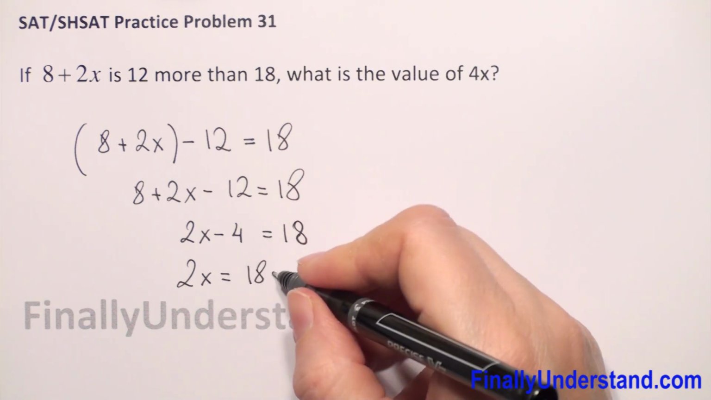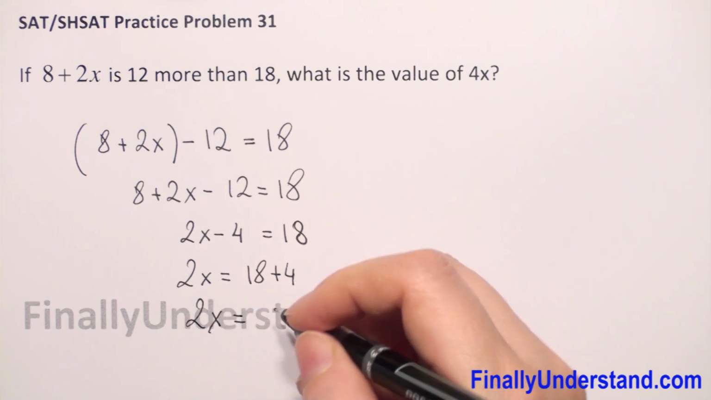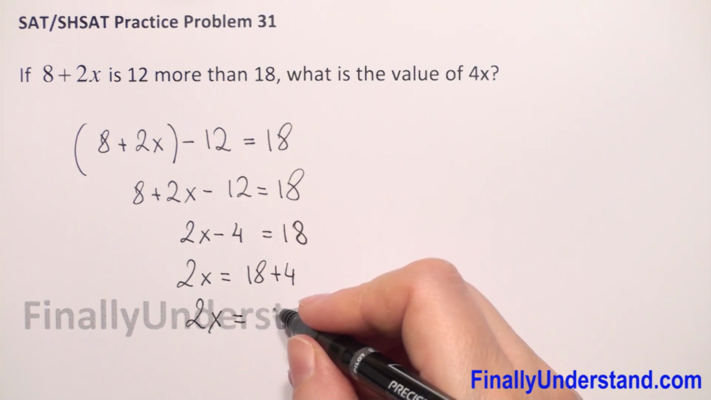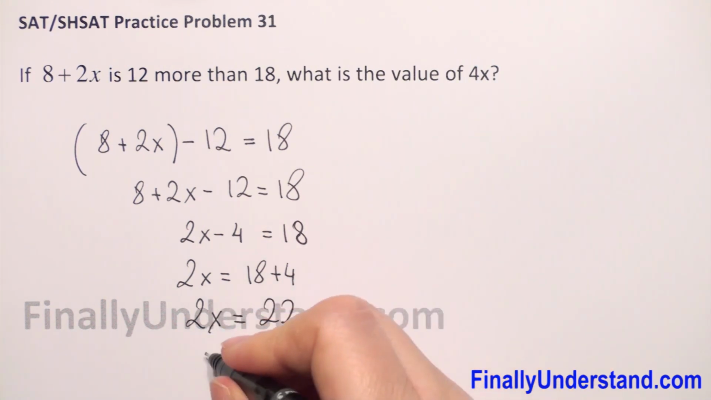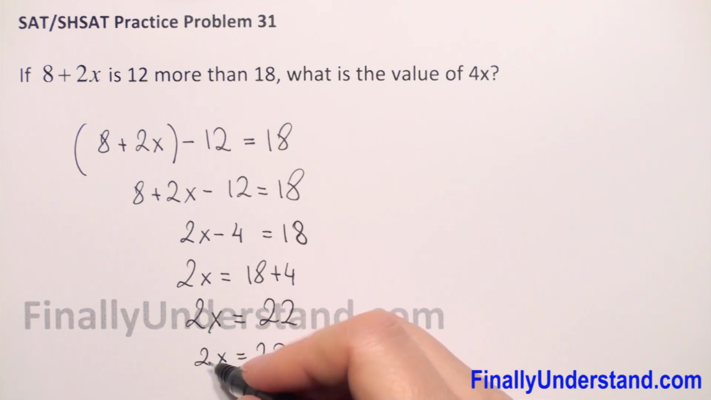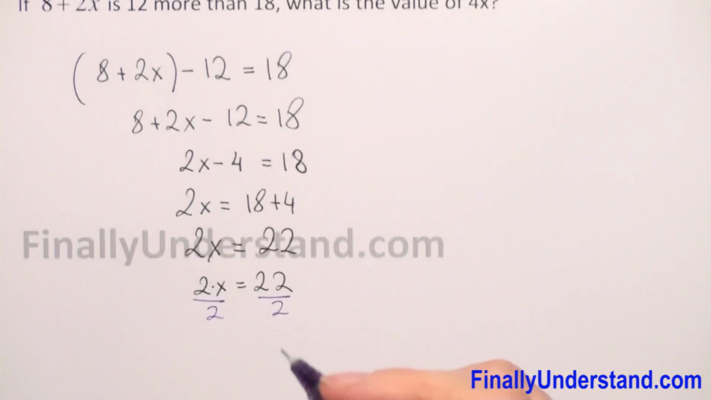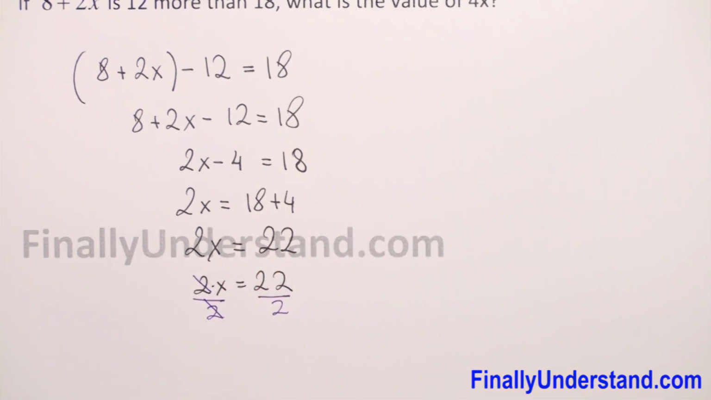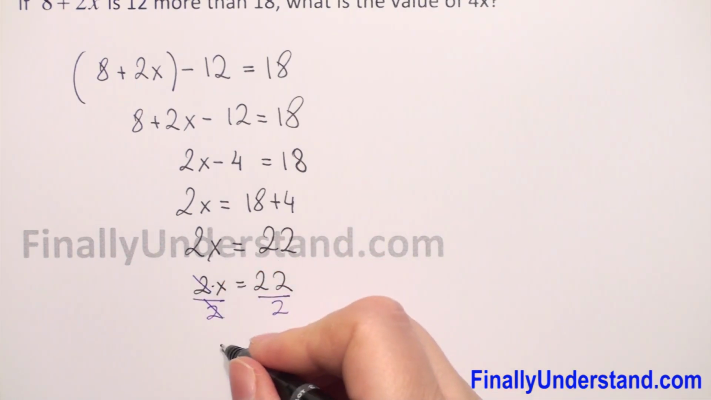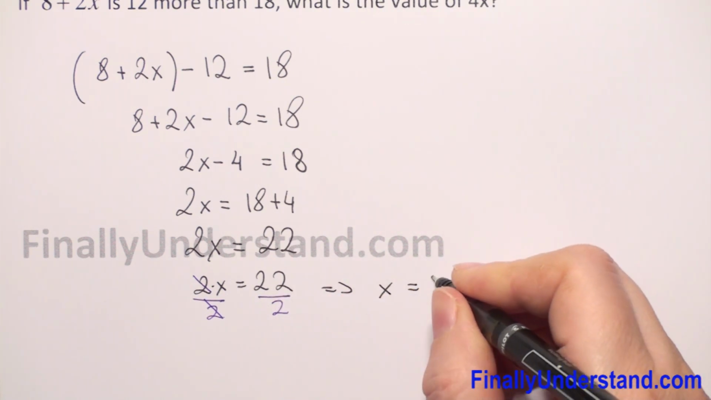Negative 4 we moved, so it will now be positive 4. So we have 2x is equal to 18 plus 4, which is 22. So we have 2x is equal to 22. We need to find x. We have multiplication, so we now divide both sides by 2. 2 and 2 we can reduce, and we have that x is equal to 22 divided by 2, which is 11.